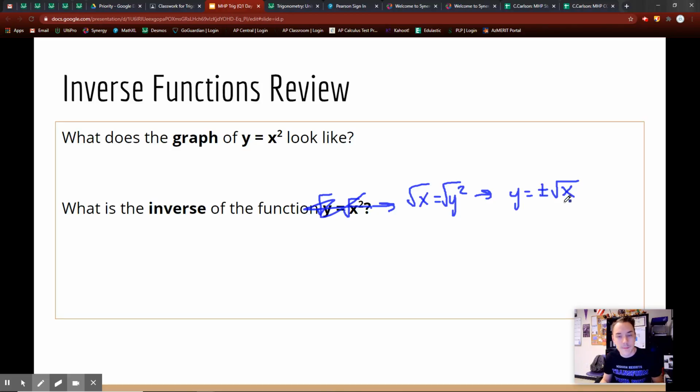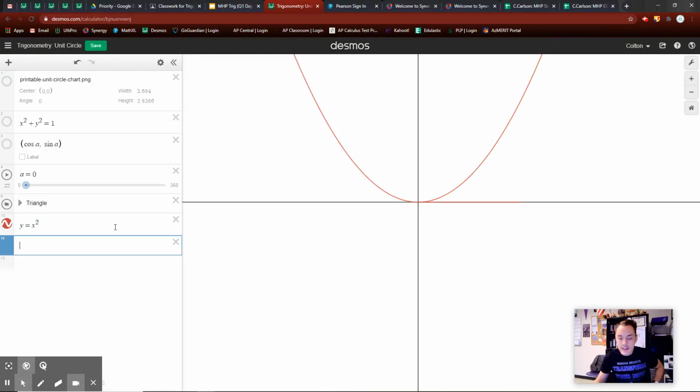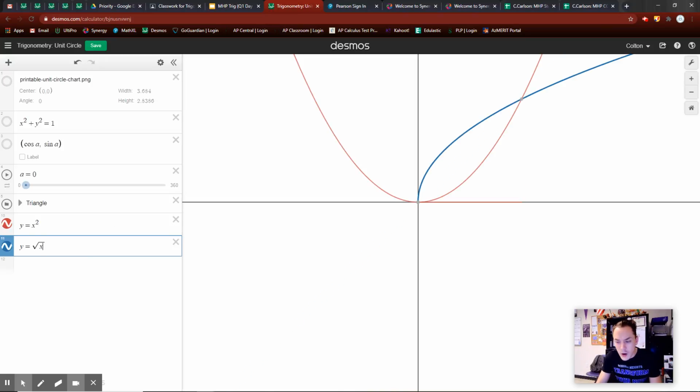But here's the thing. Is it plus or minus radical x, or is it plus radical x? And which one is the inverse? Now, if you're saying, well, it's a square root, so it has to be plus or minus, Mr. Carlson, I agree with you. But the problem is this. If we did the inverse right here, so y equals square root of x, what do you notice? That's kind of weird.